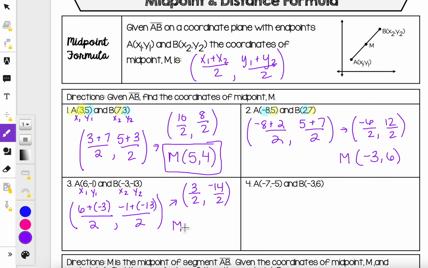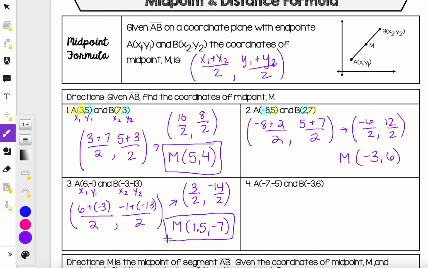Now, when I do these, I prefer my students to write these as decimals instead of as improper fractions. So I'm going to change 3 over 2 to 1.5. And -14 over 2 is going to simplify to -7. All right, so this would be the coordinates of my midpoint.